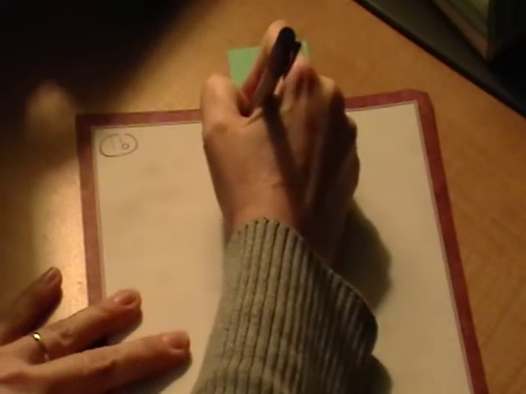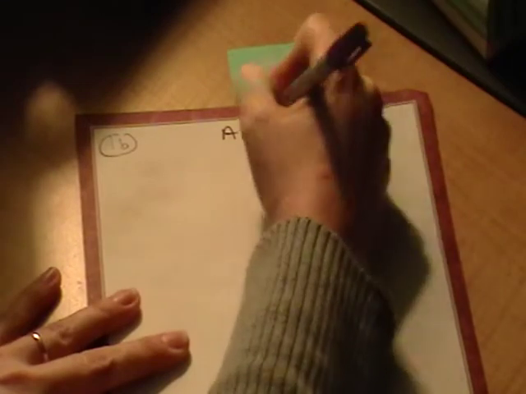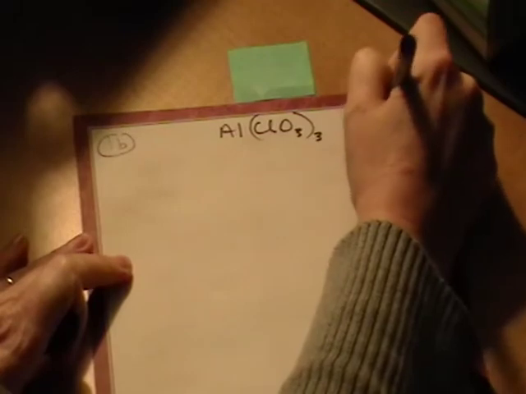I have Al(ClO3)3. So as I said, this is aluminum chlorate. And the question is, what are the oxidation states? Remember, oxidation states is just a charge.